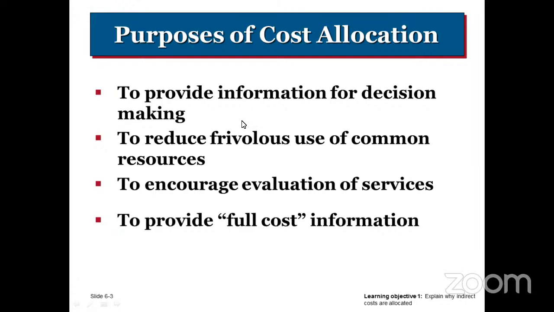Otherwise, you will blindly put out all the bidding for the tender. Then you get it, but at the end, you get it because of the wrong information. You're making the wrong decision already. So cost allocation is important because it gives you the information for you to make decisions.